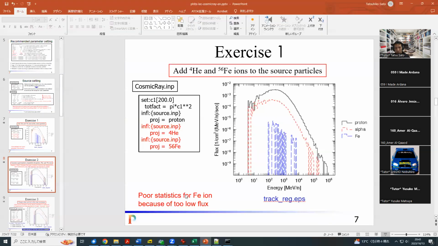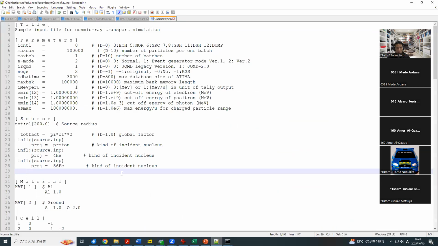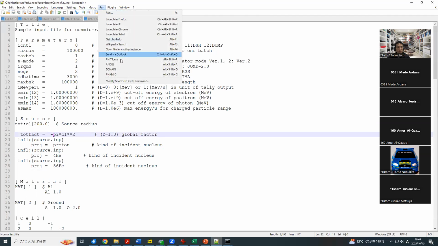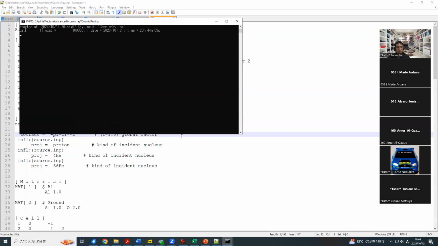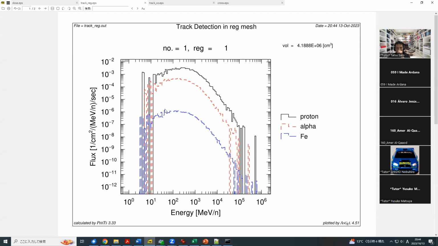So I think this is rather an easy task. Simply add a minus here and save, run it. So we can get an equal number of protons, alpha particles, and ions. But if you see the proton statistical uncertainty, it has become worse because the number of generated protons is reduced due to these particles.